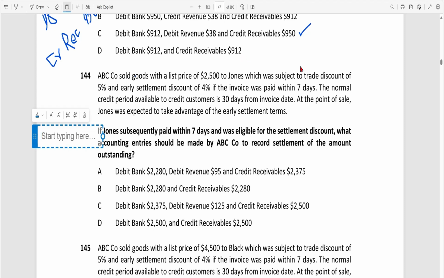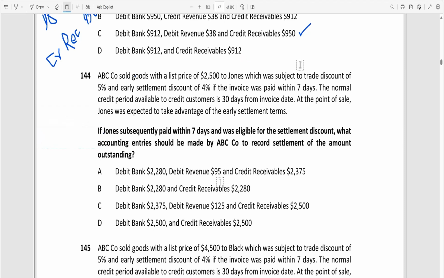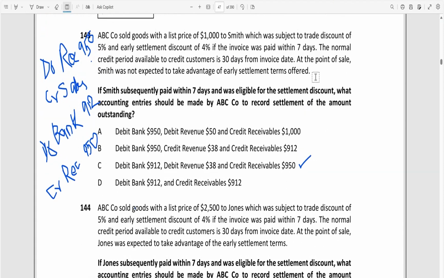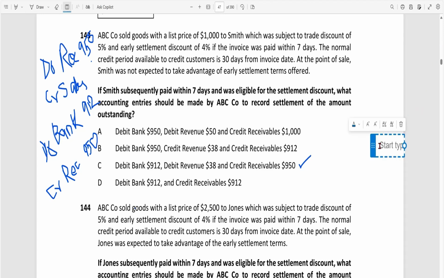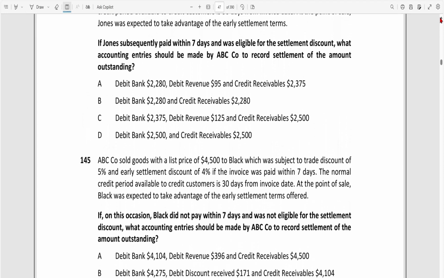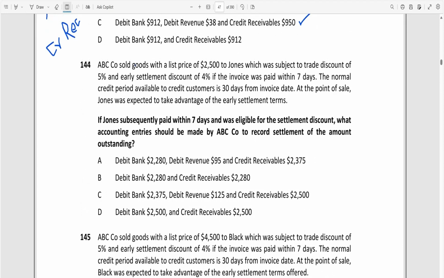The question is somewhat similar to the 143, but if you look at the last few sentences, here the question says at the point of time Smith was not sure that he would take the discount. That's why ABC company booked the full amount as a receivable. But here Jones was sure that he will take the discount, right? So in that case, we need to reduce the receivable further.